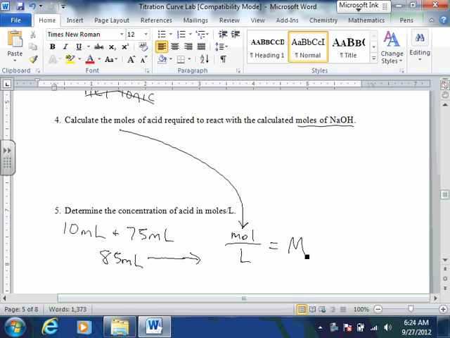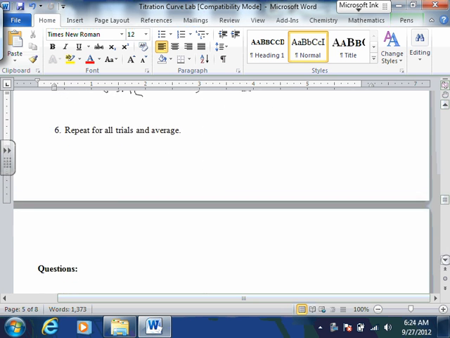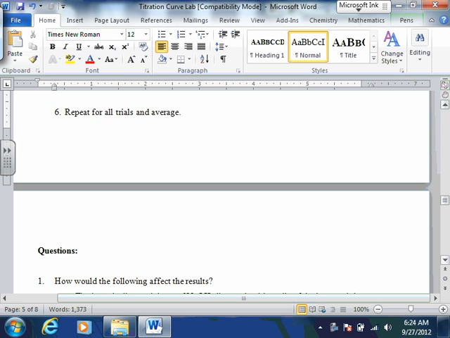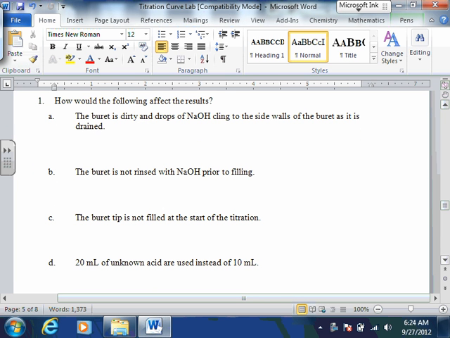If you're curious and want to go back and figure out what the original concentration was, then you can do an M1V1 equals M2V2, but you do not have to do that, okay? Repeat for all trials, well, we only had one, so you really don't even have to worry about number 6, okay? And then it's just asking how would the following affect the results.